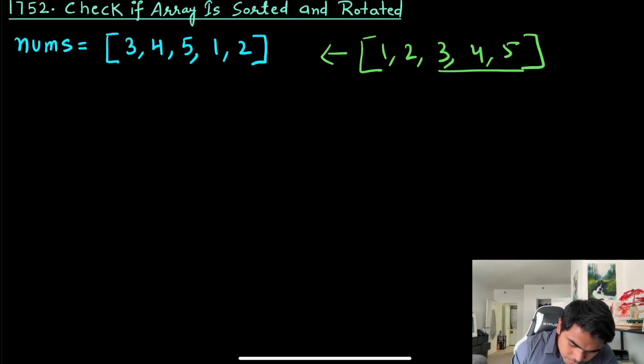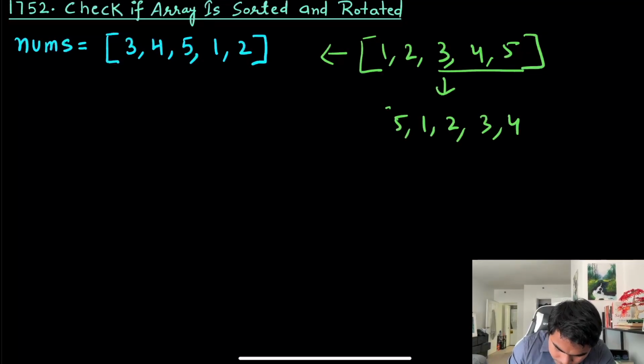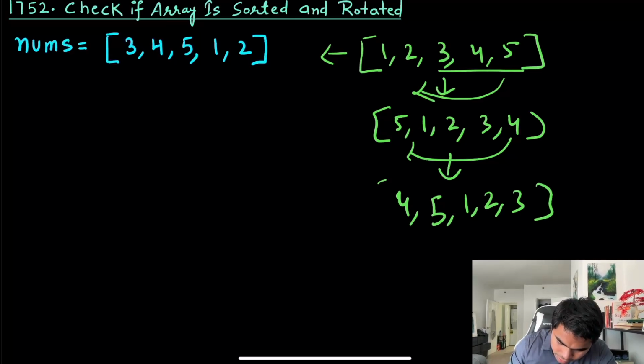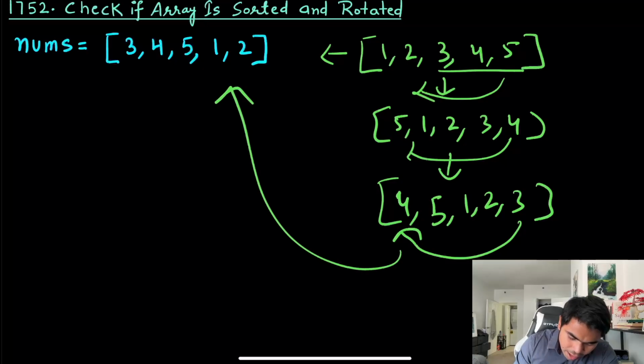So what must have happened is initially this 5 was moved here. So 5, 1, 2, 3, and 4, and then next would be 4. You brought this 5 in the front, then you bring the 4 in the front. So it becomes 4, 5, 1, 2, 3, and then finally this 3 was brought in the front, and now our array looks something like this.